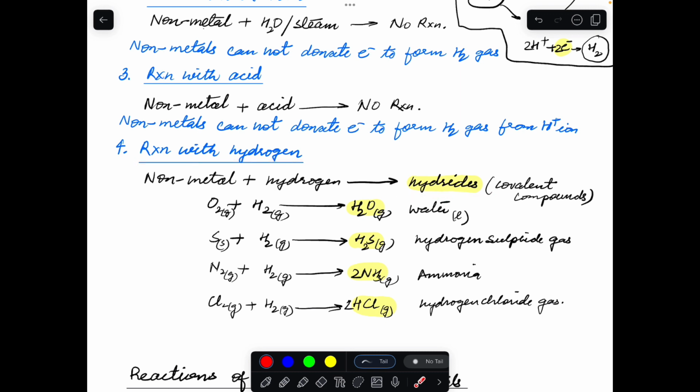Like, for example, H2O is a hydride, your hydrogen sulfide gas, ammonia gas, and hydrogen chloride gas. All these are hydrides of non-metal. That is, they are formed by the reaction of non-metals with hydrogen gas.